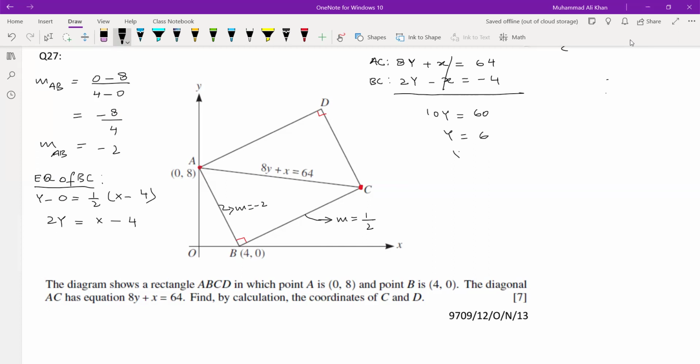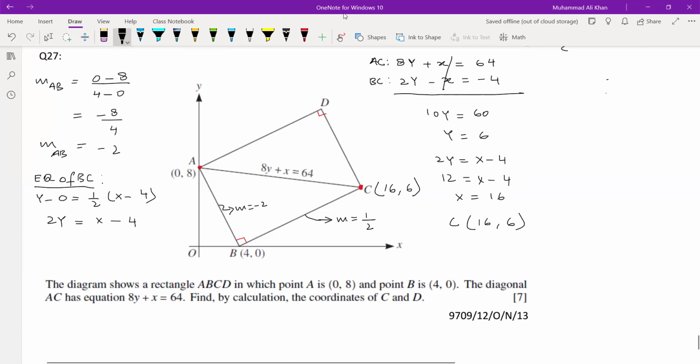Then x will be, if we put y in the equation, which equation? In the equation 2y equals x minus 4, if we put y as 6, 2 sixes are 12 equals x minus 4. And what is the value of x? 12 plus 4 is 16. Therefore, the coordinates of C are 16, 6. These are the coordinates of C. Any confusion? Are you clear? That's great.